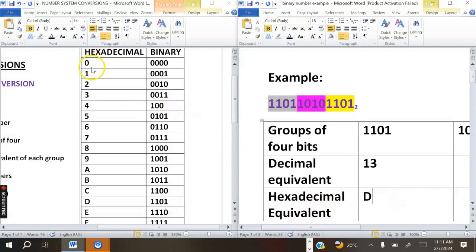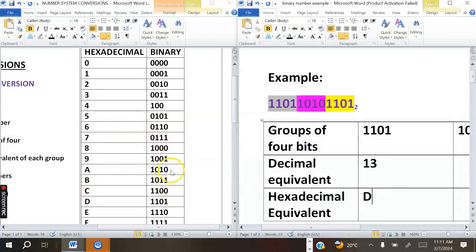Maybe you can count. We have 1 2 3 4 5 6 7 8 9 10 11 12, then 13. So it's supposed to give us the letter D.